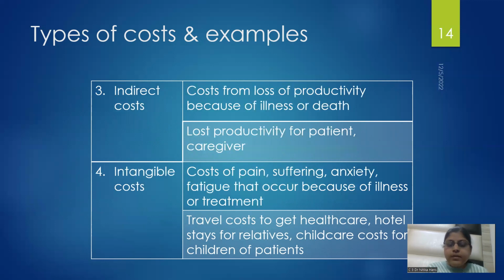Indirect cost is loss in the productivity of the patient and the caregiver because of the disease of the patient. What is the loss of productivity of the patient and the caregiver? That is the indirect cost. Intangible cost is cost of pain, suffering, anxiety, fatigue that occur because of illness or treatment. If the patient is suffering from some disease, he may also be suffering from pain, suffering, anxiety, fatigue. So that is the intangible cost.